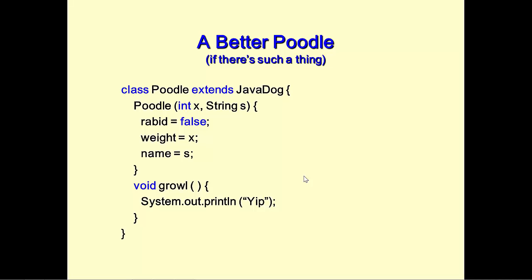So here's our better poodle. You can see class poodle still extends Java dog. We've included the constructor here at the top, and then you can also see that we've redefined growl. All I had to do is say void growl and put the parentheses here and redefine that method. And you have to be careful because it still has to contain the exact same method prototype as the one that we inherited, which means that we have to put void growl in a set of parentheses. And then here on the inside, we just redefine it to say yip instead of grr.